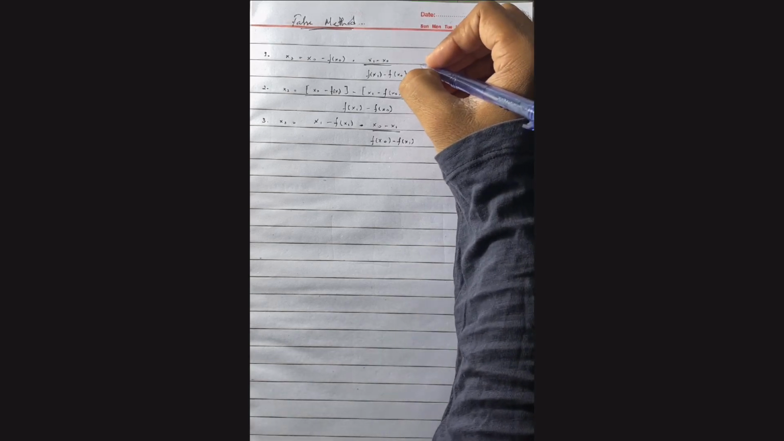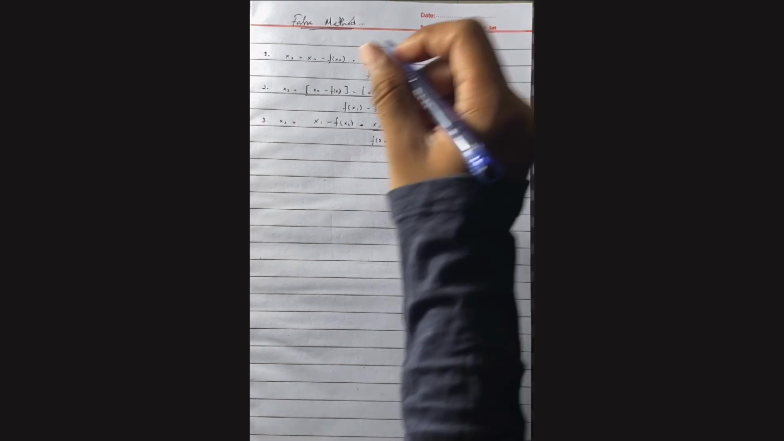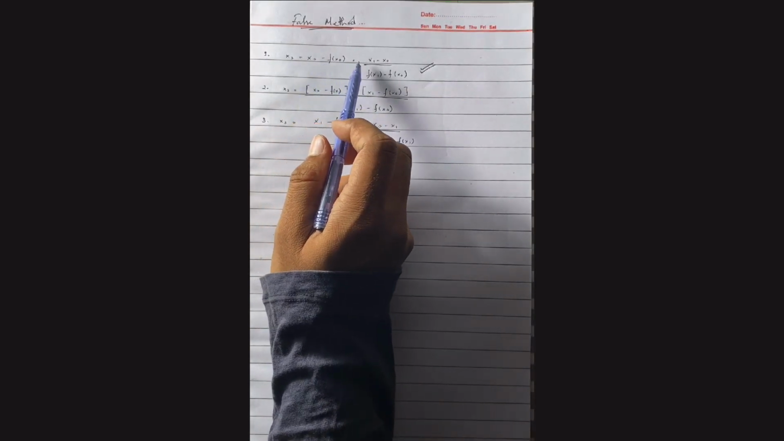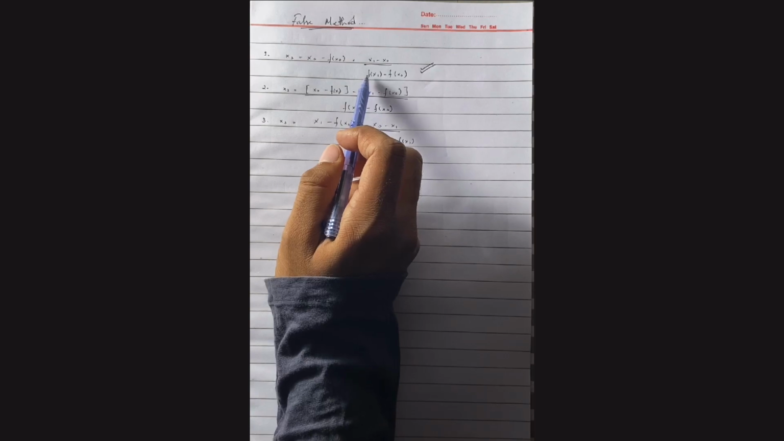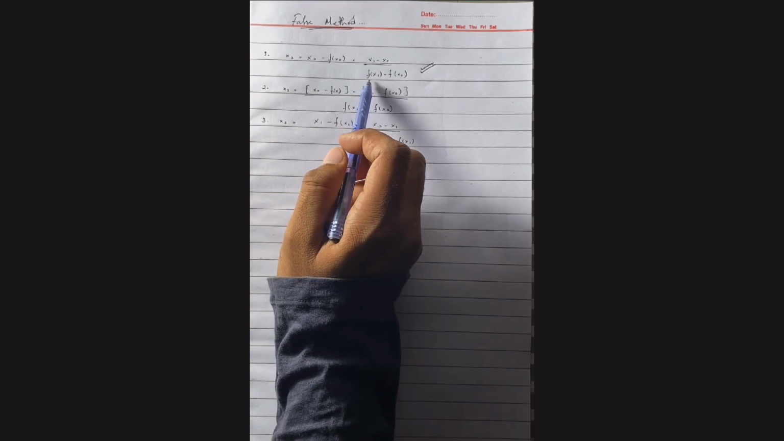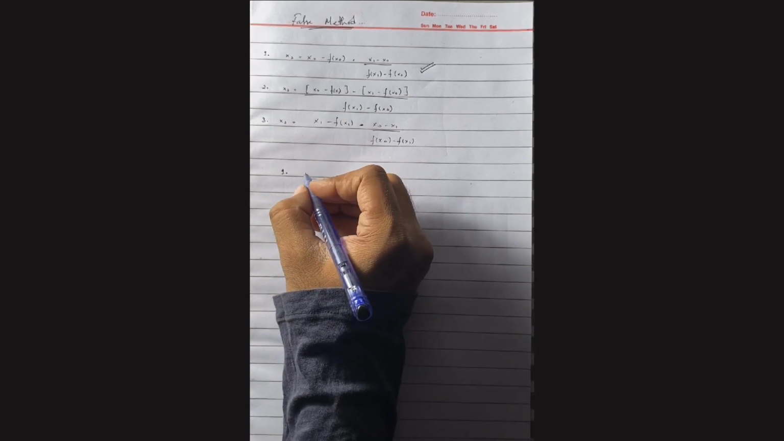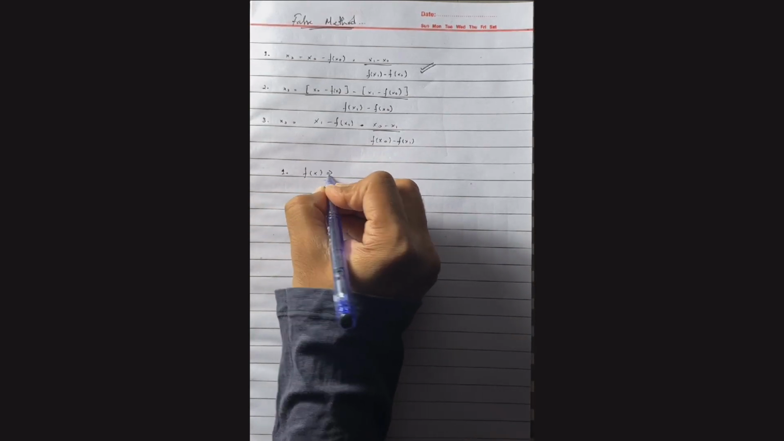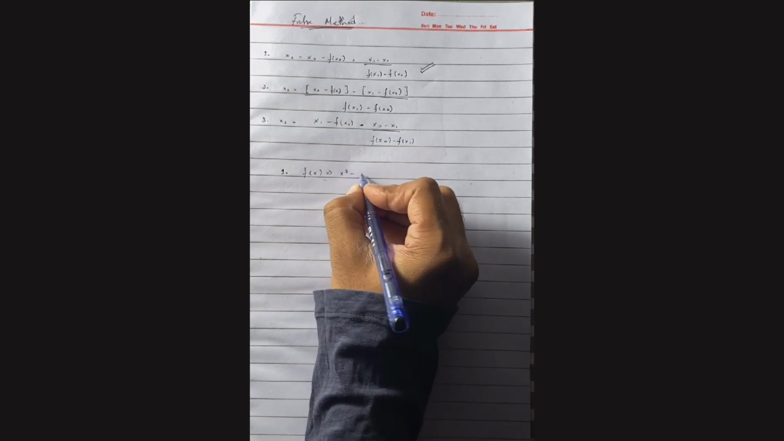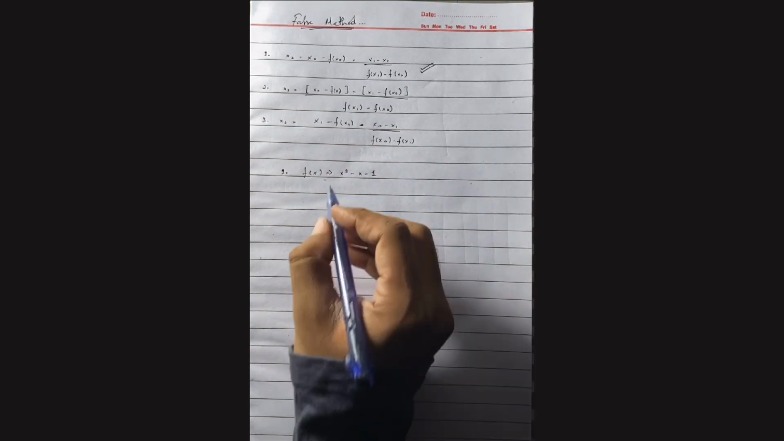These are the 3 formulas which we are going to use in this video to find the root of the equation. I prefer to use the very first formula, which is x naught minus f of x naught multiplied by x1 minus x naught, divided by f of x1 minus f of x naught. So let's start solving our very first question, question number 1, which is f of x equals x cube minus x minus 1.